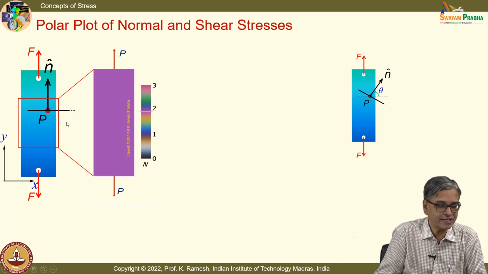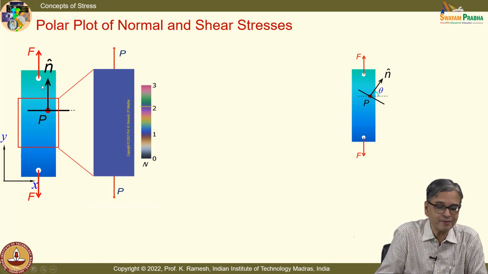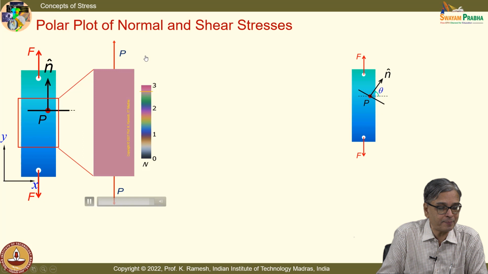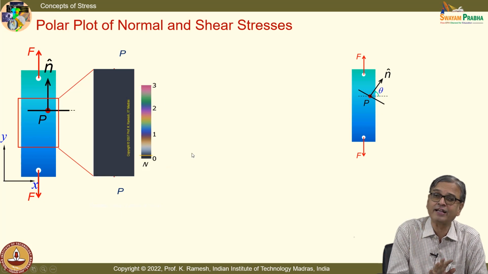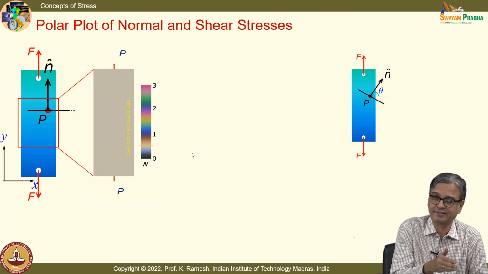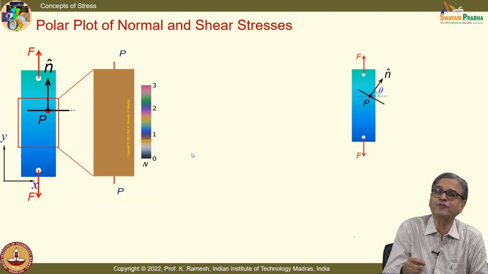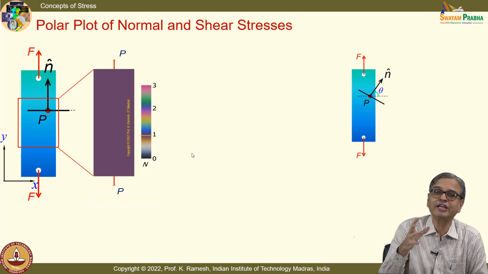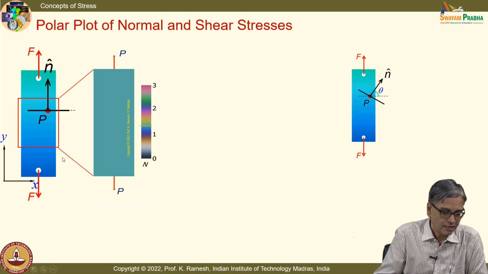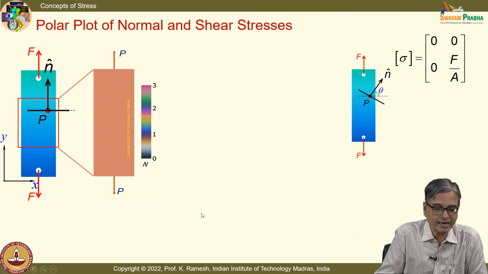Now, our focus is what happens away from the load application points. Only for the region away from the load application points, I show you the photoelastic fringes. This is again a graphical representation for various loads. That is what you are seeing. But what you are plotting here is, for a given load, the variation of normal and shear stress.